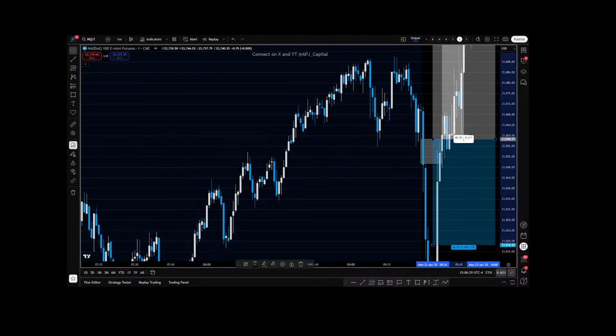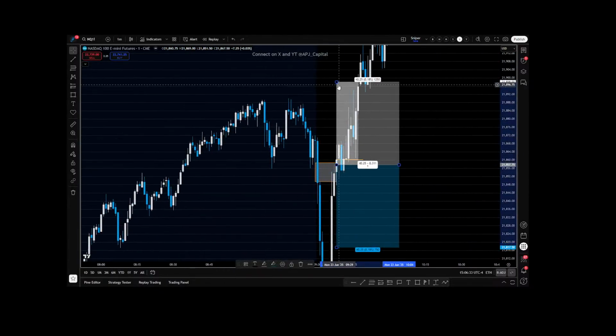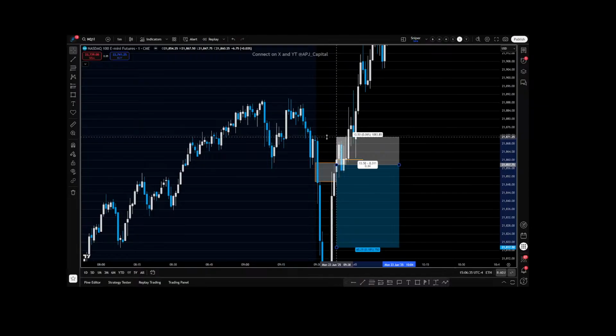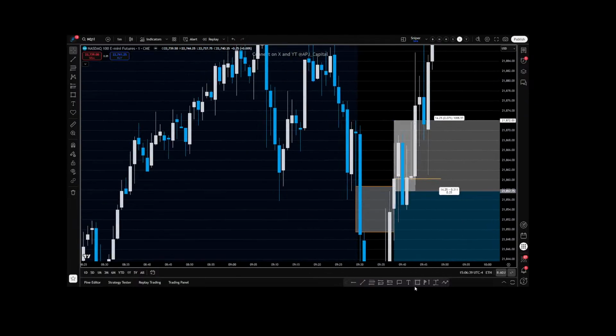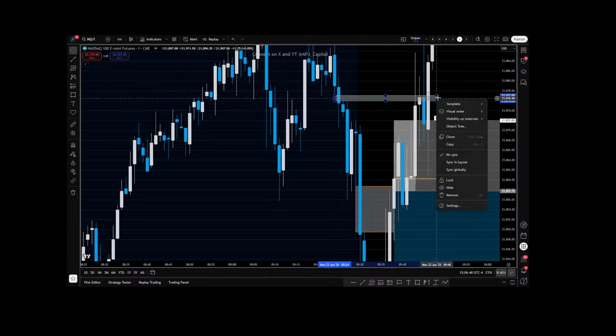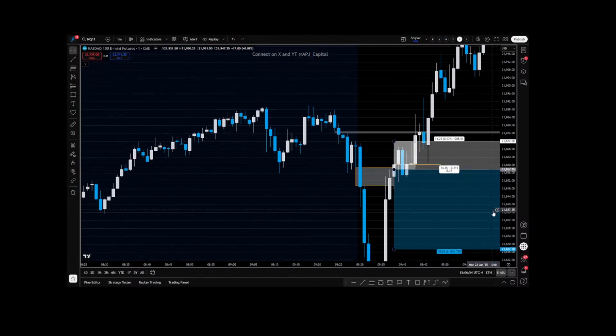Now I have the magnet on, so I try not to let it throw off my levels, but I bought this retracement right in here. And you'll see I'm zooming in and out. I recommend you guys do this as well, right? Just for the sake of precision. Every tick matters, right? So you don't want to be accidentally missing a fair value gap, or whatever the case may be, just because you didn't zoom in enough.